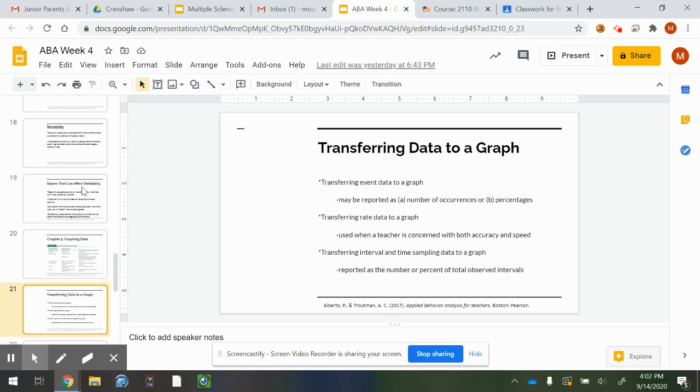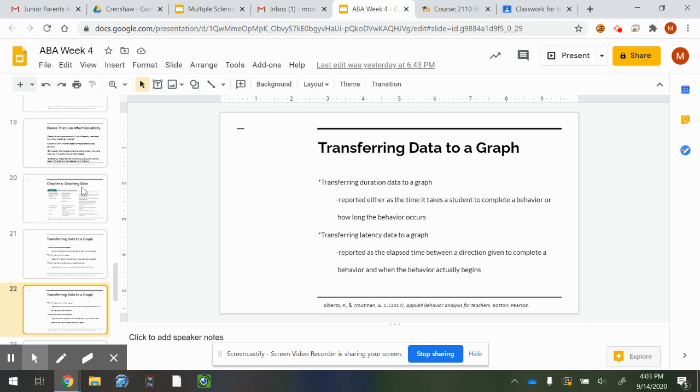Transferring data to a graph. There are different ways to do this. Again, it's outlined on that first table. When transferring event data to a graph, event data may be recorded as number of occurrences. It may also be recorded as a percentage. When we're transferring rate data to a graph, we're using this when the teacher is concerned with both accuracy and speed. Again, we see this a lot when we're talking about reading fluency. Transferring interval and time sampling data to a graph, it's reported as the number or percent of total observed intervals. Again, we'll practice this tonight in class.